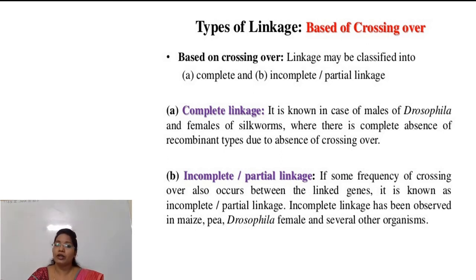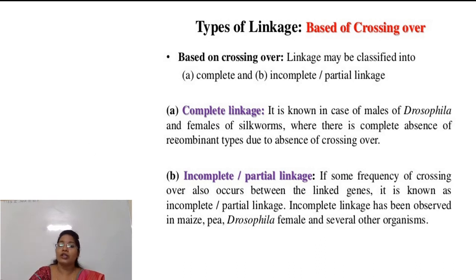As we know, crossing over is the exchange of chromosomal segments between non-sister chromatids. Linkage is related to crossing over, and it is inversely proportional to crossing over. The more the distance between two genes, the higher the percentage of crossing over. So based on crossing over, linkage is classified into two types: first is complete linkage and second is incomplete linkage.